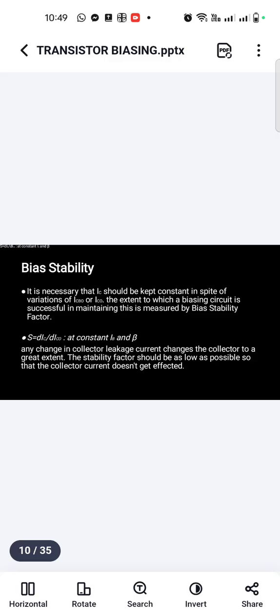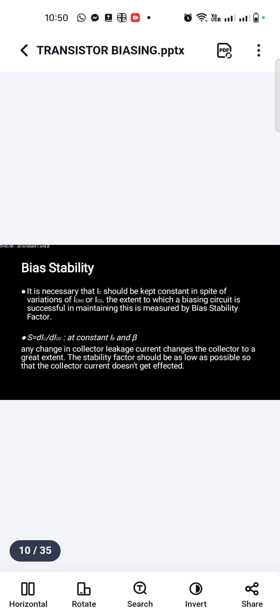S indicates that all the numerator terms are dou IC, whether it is S or S dash or S double dash. S is dou IC divided by the transistor parameters ICO, VBE, beta. So S is equal to dou IC divided by dou ICO. Then S dash is dou IC divided by dou VBE, and S double dash is dou IC divided by dou beta. These are the stability factors.